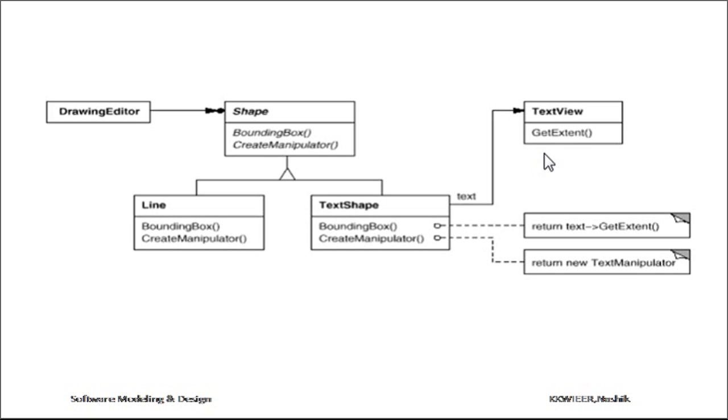There are subclasses of manipulator for different shapes. TextManipulator, for example, is the corresponding subclass for TextShape. By returning a TextManipulator instance, the TextShape adds the functionality that TextView lacks but Shape requires.